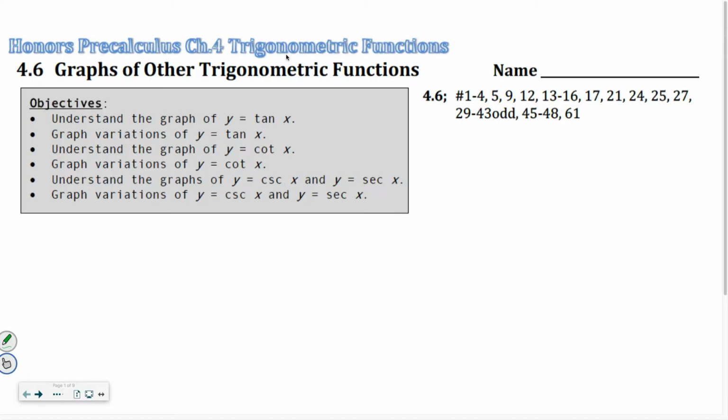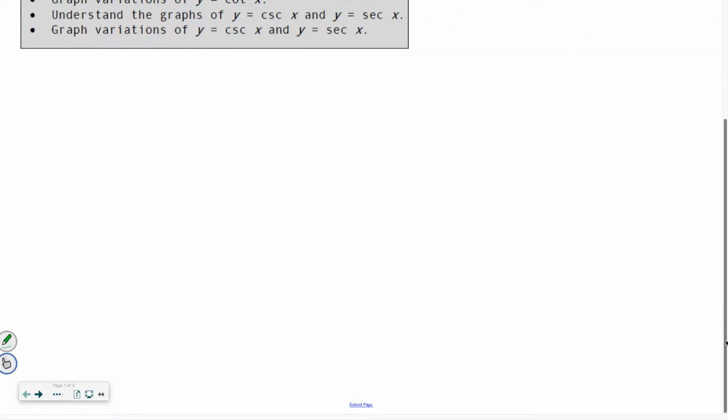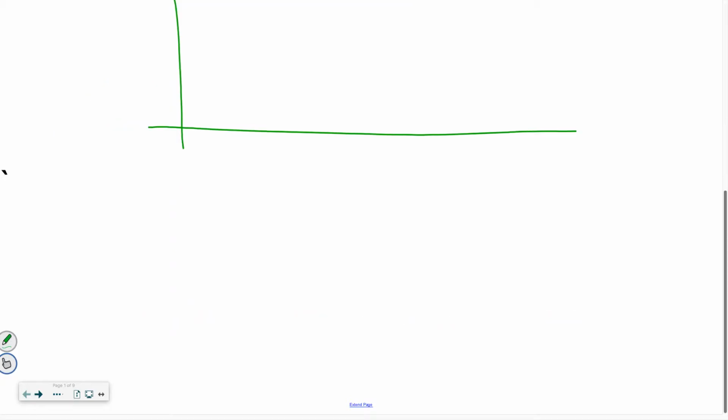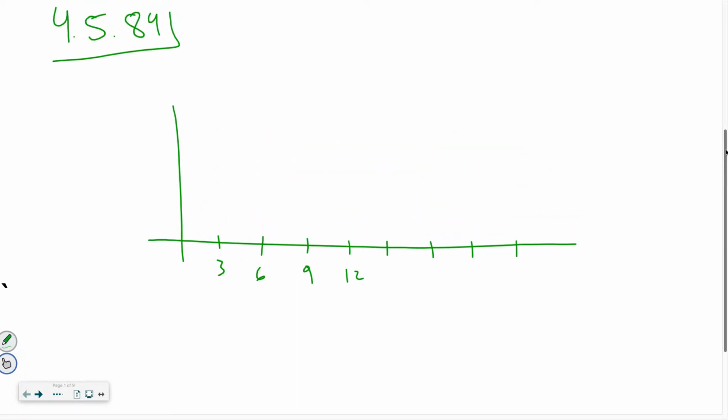Okay. So what we have here, 4.5.84. If we draw this, let's go ahead and do these by 3. So 3, 6, 9, 12, 15, 18, 21, 24. All right, now let's also do the Y scale since we're bouncing between like 23 and 53. So let's do it by 10. So 10, 20, 30, 40, 50, 60.